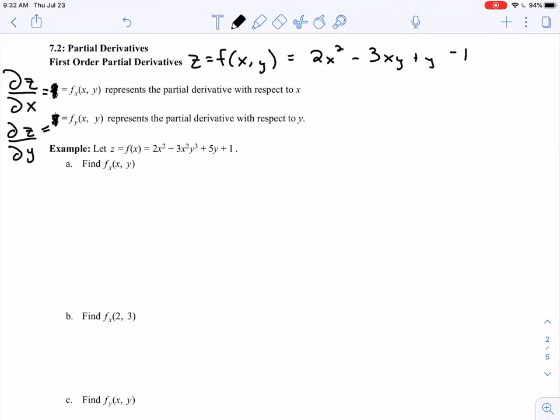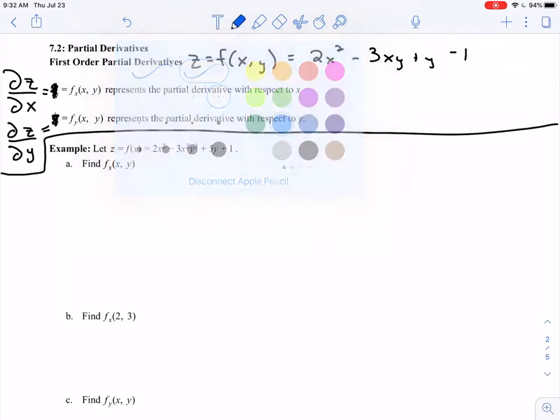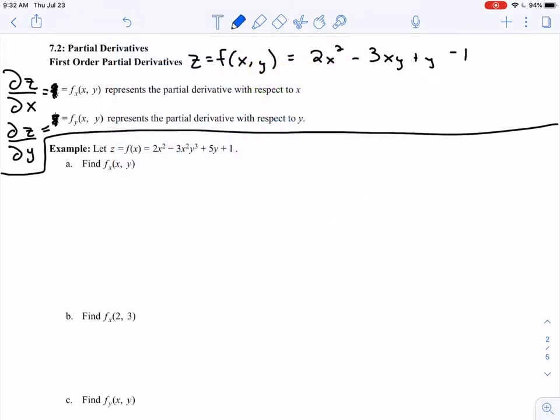So let's talk about partial derivatives, because these are a little bit tricky. But once you get the hang of them, they should be mostly review. It's just an initial learning curve that we're going to have. So here, f of x comma y is equal to 2x squared minus 3x squared y cubed plus 5y plus 1. Here I want the first order partial derivative with respect to x.